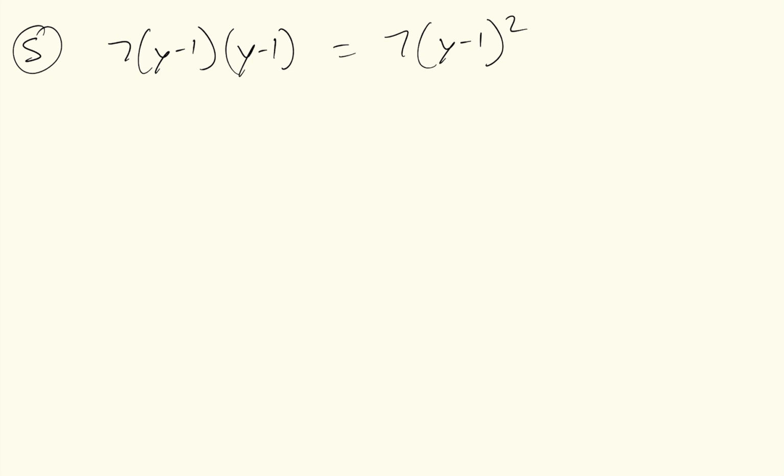Let's go 7 times y minus 1, y minus 1. Now as an exponent, this is simply 7 times y minus 1 squared. Again, not too difficult. Now let's try something different.